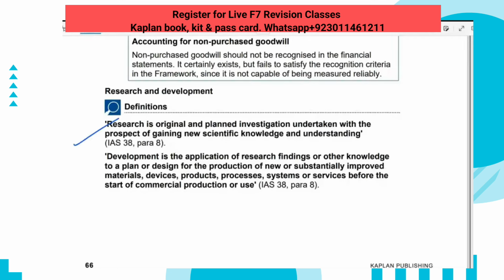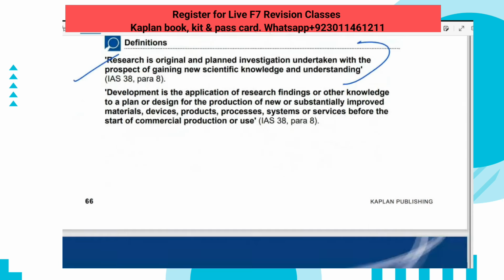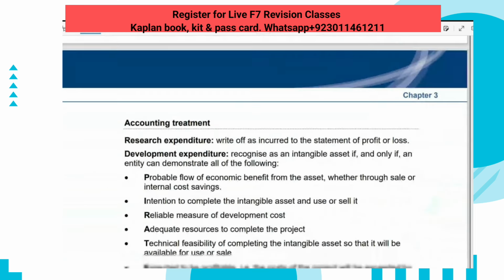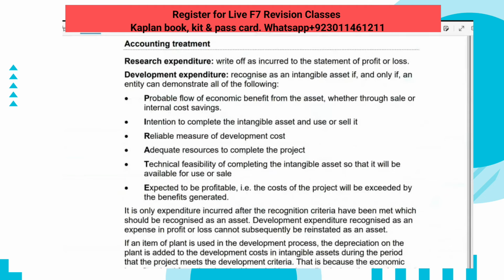Now research and development, R&D, is also one of the main parts of IAS 38. Research is original and planned investigation undertaken with the prospect of gaining new scientific knowledge and understanding. This paragraph is defined by IAS. Development is the application of research findings or other knowledge. This definition is also part of your IAS 38 definition, which you need to understand. Accounting treatment, so this is the main thing.